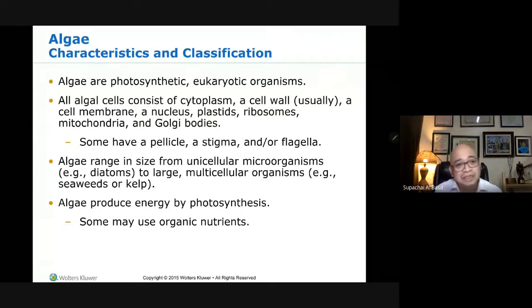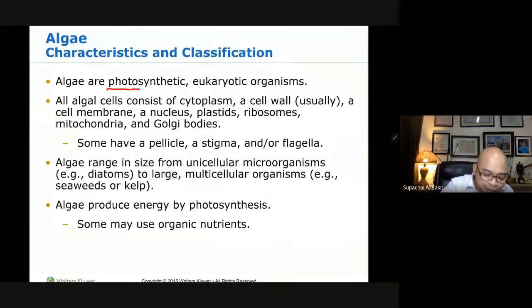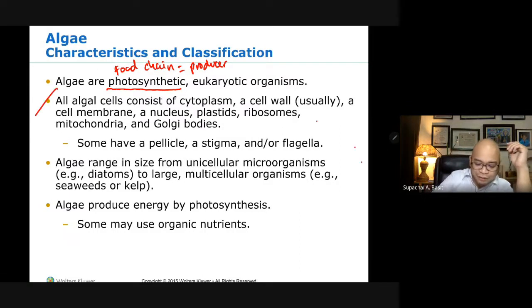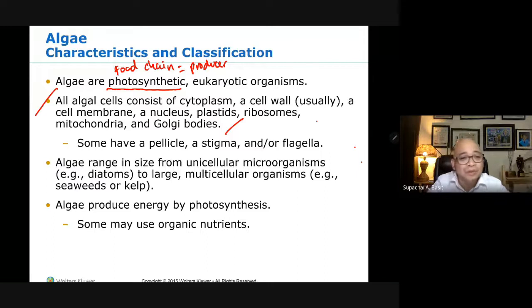Let's talk first about the algae. Algae are considered to be photosynthetic eukaryotic organisms. Always remember that whenever you hear the term photosynthetic in the food chain, they are always considered to be the producer. So they are a very important part of our food chain. Also, all algal cells consist of cytoplasm, a cell wall, a cell membrane, a nucleus, plastids, ribosomes, mitochondria, and Golgi bodies. These are the typical components of eukaryotic cells.